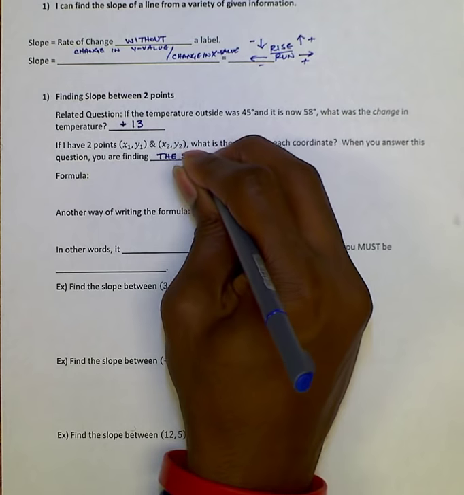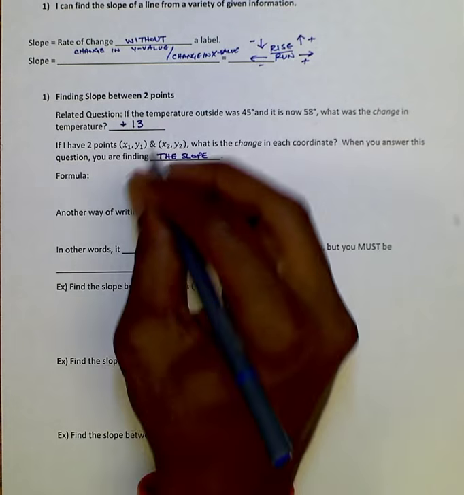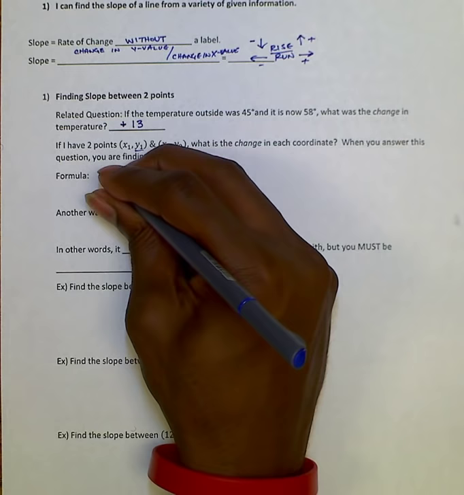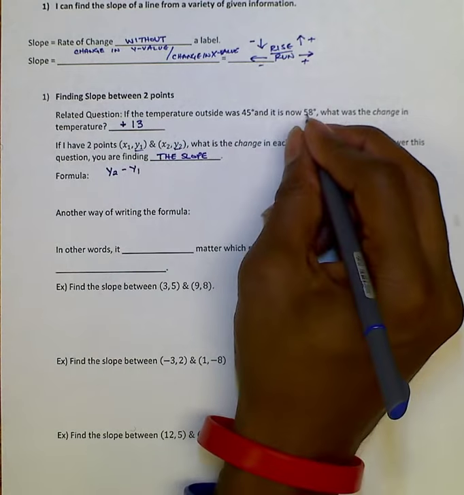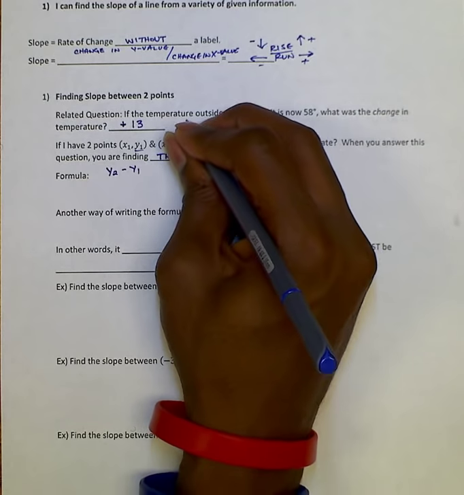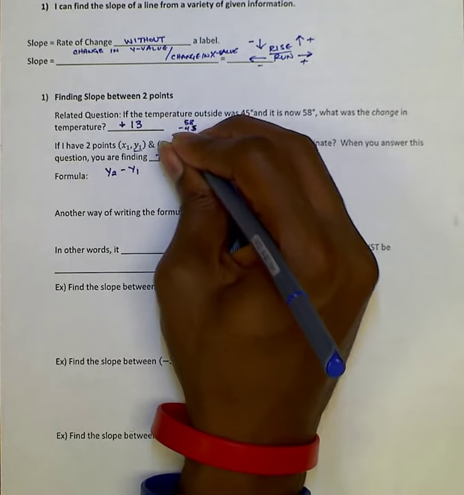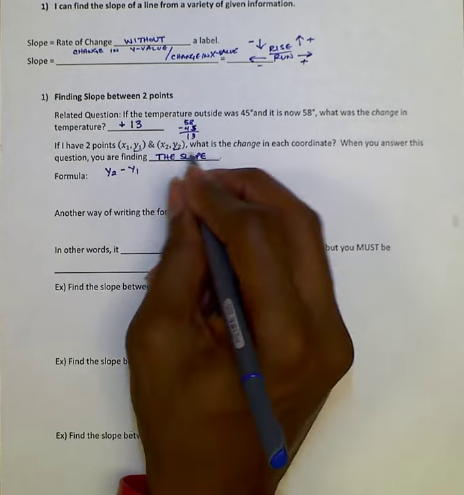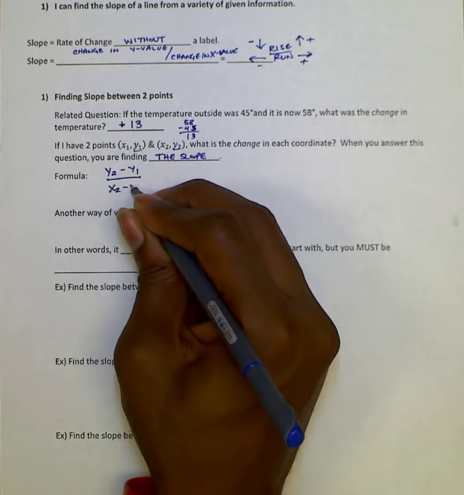So notice here, here's our formula for finding the slope. We can say, okay, how much does the y change? So I'll do y2 minus y1. That's what we had to do up here. We had to do 58 minus 45 to get 13. It was positive 13. Okay, so that's what we'll do here. y2 minus y1 over x2 minus x1.